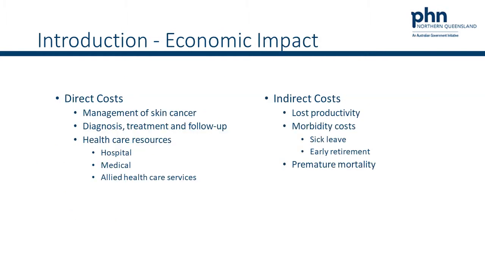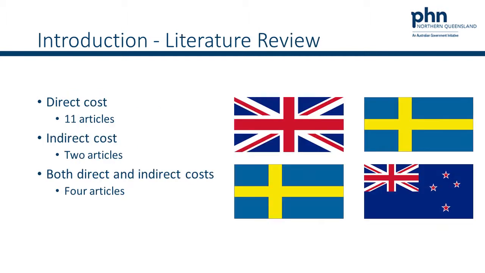They then segue into the economic impact, the direct costs, which are the management of skin cancers, the diagnosis, treatment, follow-up, and all the healthcare resources, and the indirect costs, the loss of productivity, morbidity costs such as sick leave, early retirement, and premature mortality. They did a literature review where they identified 11 articles which analysed direct costs, 2 articles which looked into the indirect costs, and 4 articles which looked into both indirect and direct costs. One was in the UK, one was in Sweden that was later repeated, and another in New Zealand.